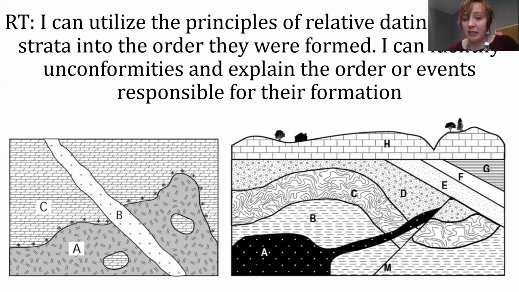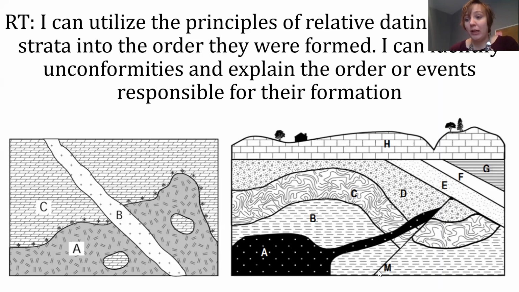Now, after D, it's a little tricky to know if A or M is the next thing. However, M, if you look really closely, is actually cutting A, right? So there's a little piece of A that's sort of right there, sort of under E at the corner with M. So A is cut by M, so by the principle of cross-cutting relationships, A has to be older than M.